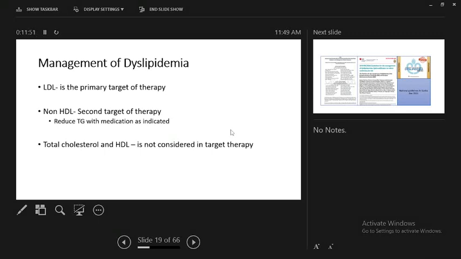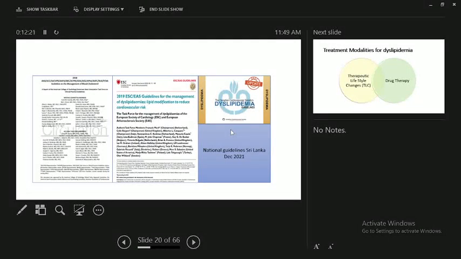Now we come to the management of dyslipidemia. The primary target is LDL reduction. After reaching this LDL target, you have to concentrate on non-HDL as the second target of therapy. In this situation, we might reduce the triglycerides as well. However, in the guidelines we don't go for targets for total cholesterol or HDL.